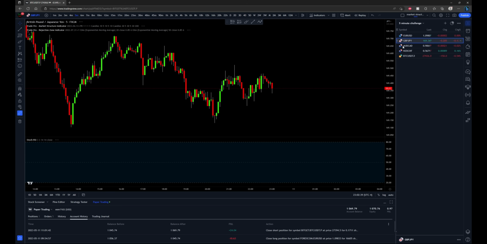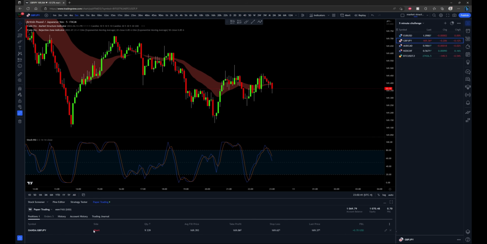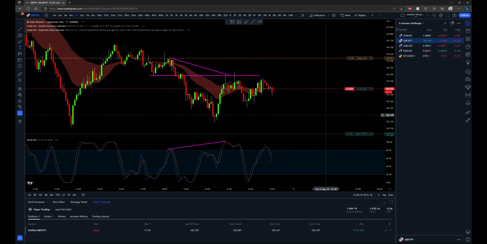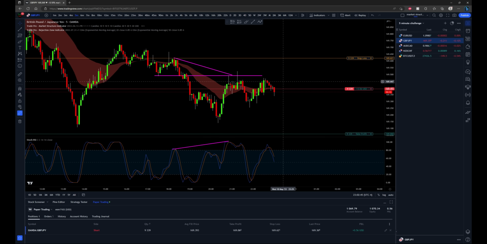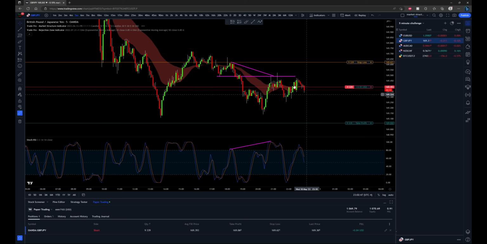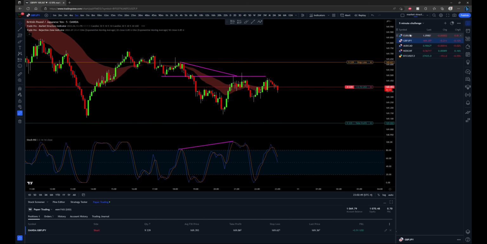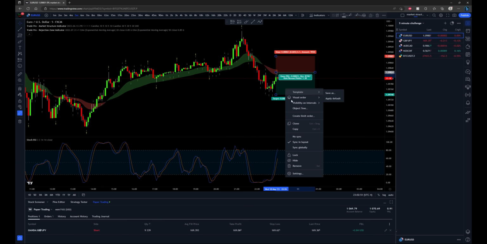And the only trade that's still open is this one on British pound, Japanese yen, which I'm still just waiting on to see if it's going to follow through to the downside or not. Kind of an interesting setup here.